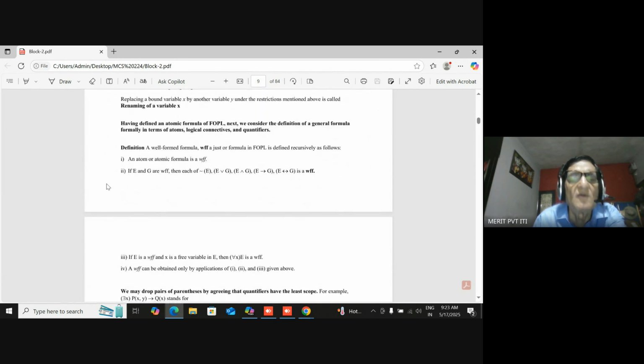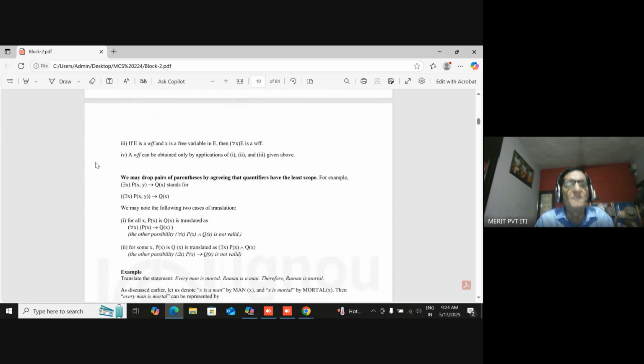So well-formed formula: an atomic formula is a well-formed formula. If E and G are well-formed formulas, then each of not E, E and G, E or G, E implies G, E double implies G is a well-formed formula. So these are all the definitions of the well-formed formula.